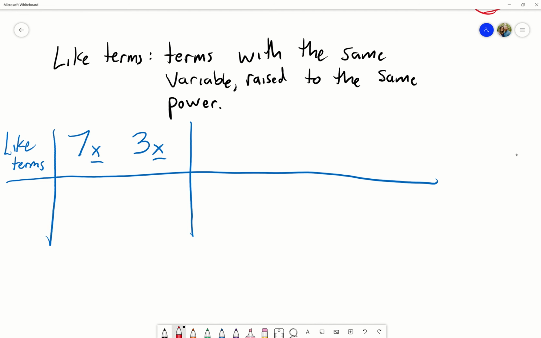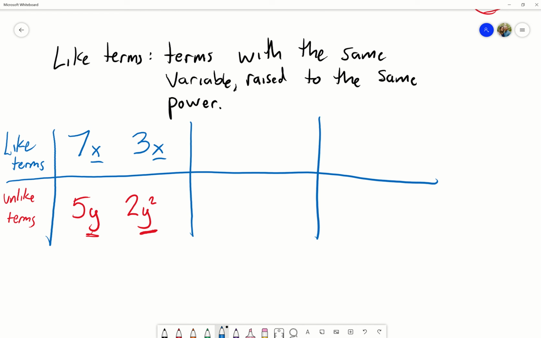And then an example of unlike terms might be 5y and 2y squared. Okay, so these two are unlike terms. Because 5y is just the variable y, but 2y squared is the variable y squared. Those are not the same variable because the powers are different. Okay, since the powers are different, they're unlike terms.